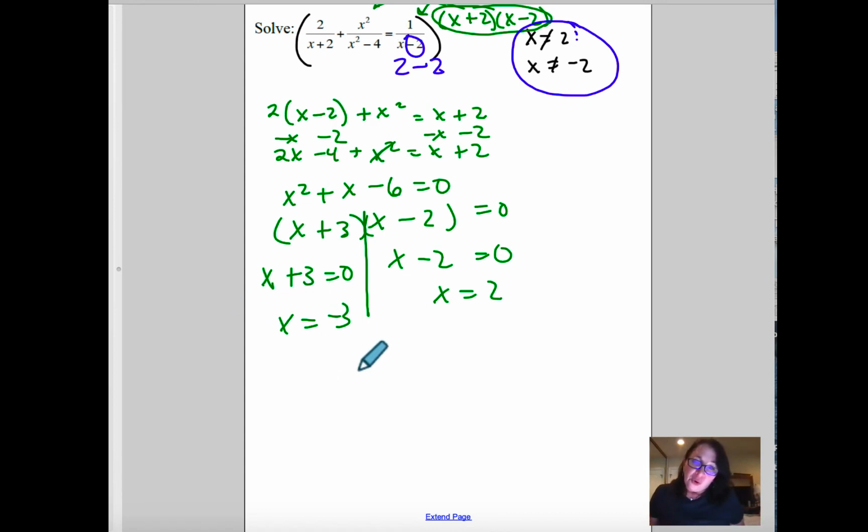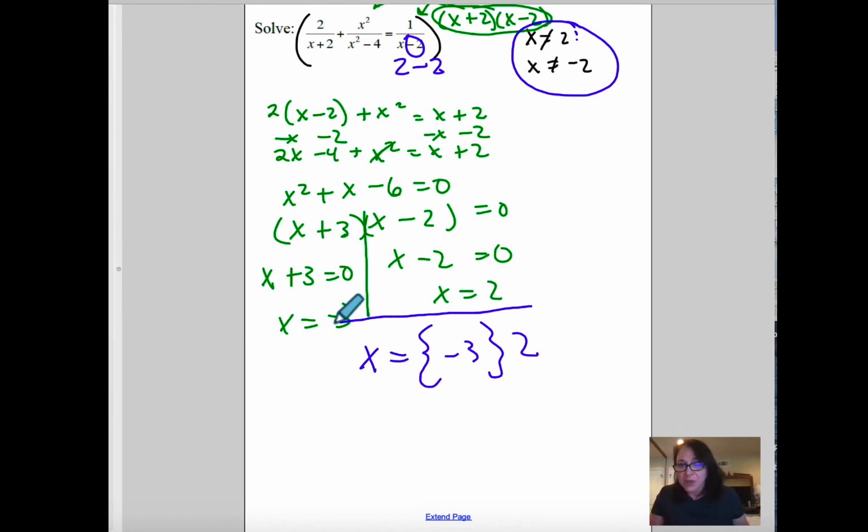All right, so therefore my solution for this problem is going to be -3, but I do need to show that 2 is an answer that was excluded. So the correct way to actually write this is to put the 2 behind the solution set, and so that shows that you have an answer. You do need to also write the restrictions.